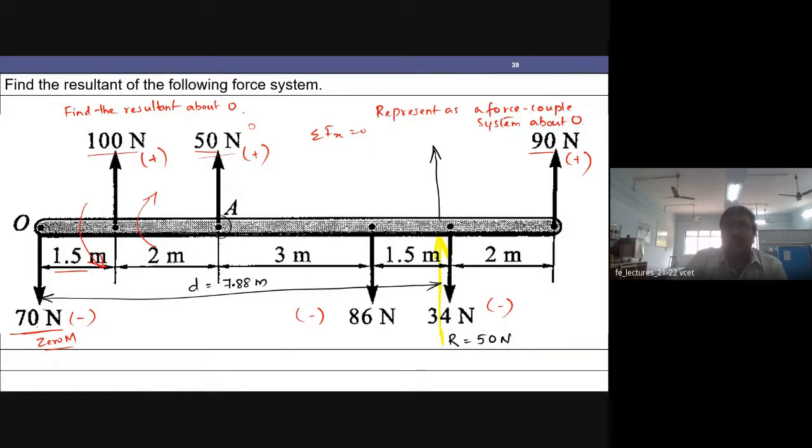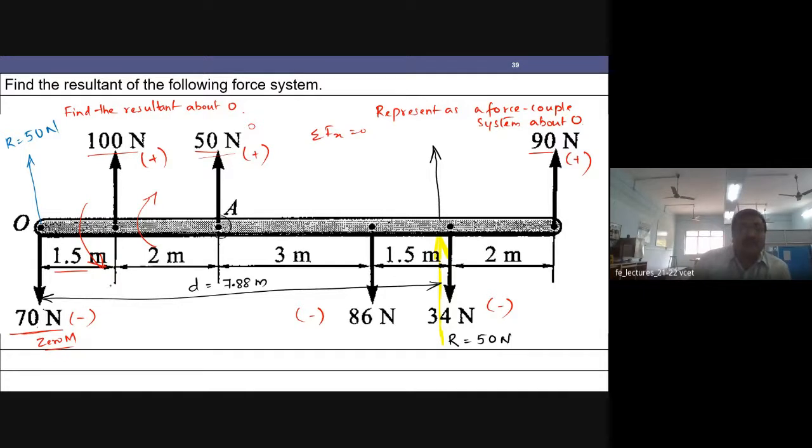Now think of this as a new question: I have to show this entire resultant as a force-couple system. So what will I do for that? Forget what I already showed with 7.88. If I have to do it like that, let me explain. I'll be marking my resultant R equal to 50 Newton about the point O, acting upwards, because the net effect of R was upwards.